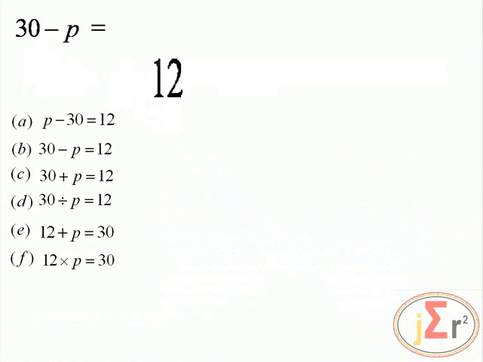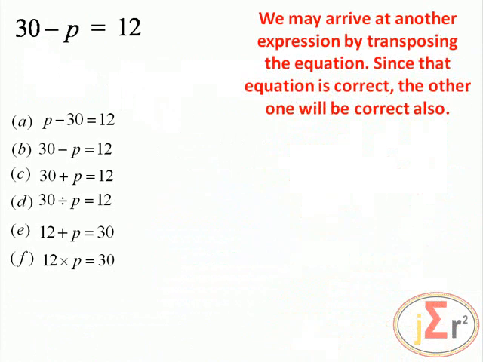But we need to identify another. We may arrive at another expression by transposing the equation. Since that equation is correct, the other one will be correct also, as long as the transposition process is correct. So this statement is correct. If we transpose correctly, we will arrive at another statement that is correct. Now, whether or not the one that we arrive at is present in this set of options is another question.